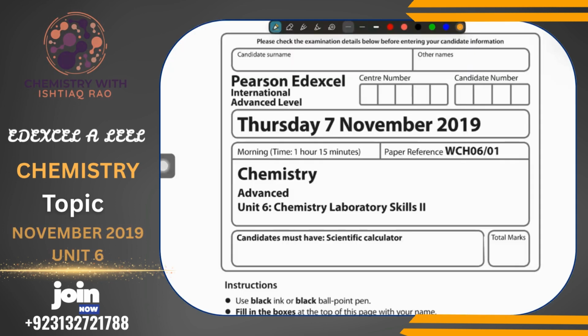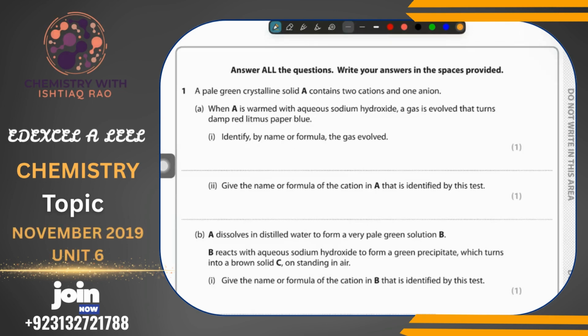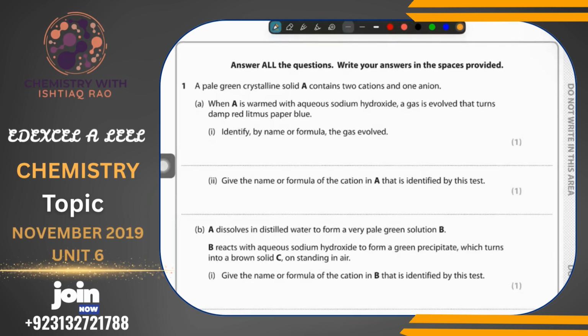A pale green crystalline solid A contains two cations and one anion. When A is warmed with aqueous sodium hydroxide, a gas is evolved that turns damp red litmus paper blue. Identify by the name or formula the gas.